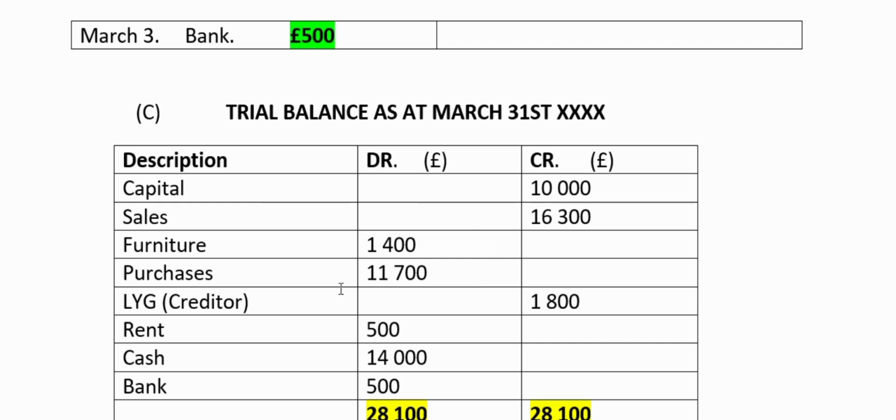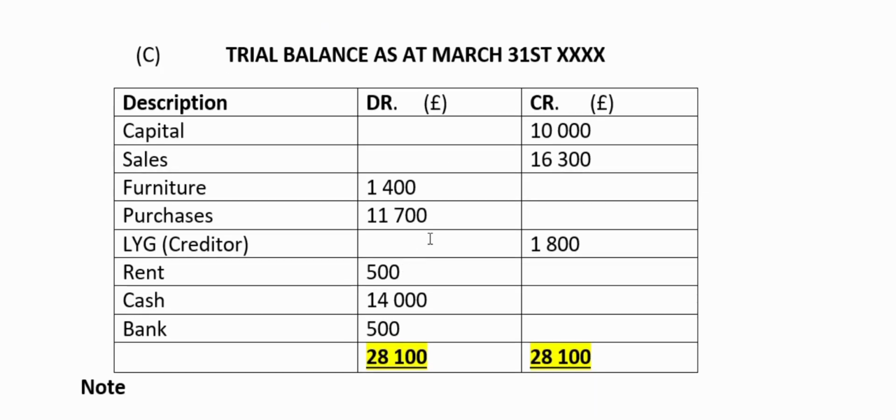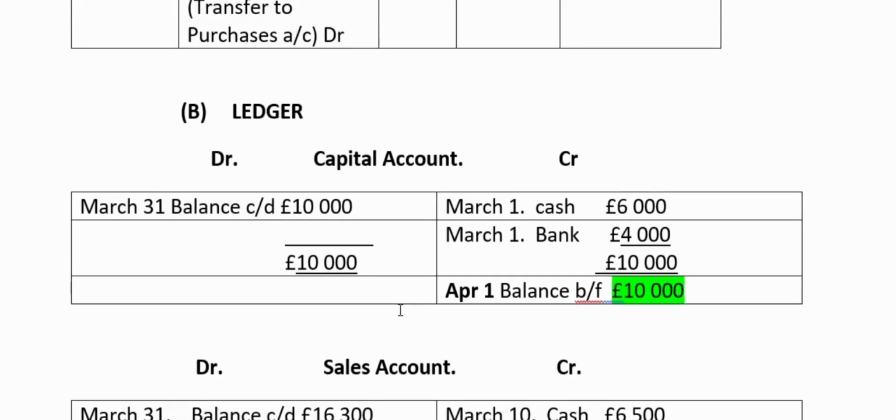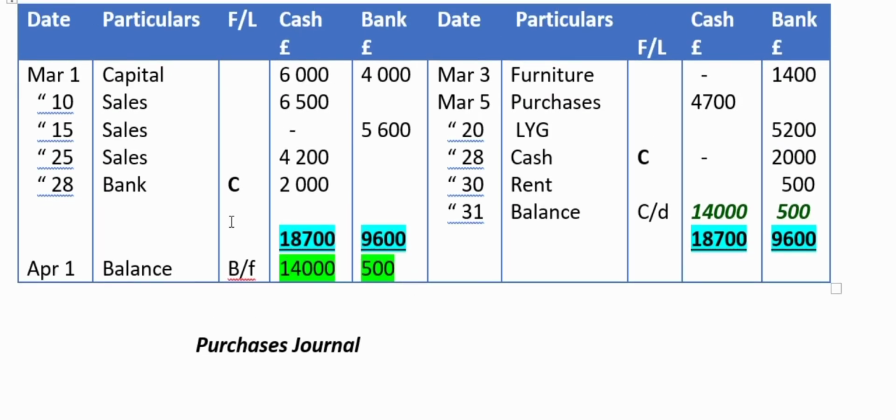So furniture 1,400, purchases 11,700. LYG happens to be a creditor because that company is still being owed 1,800. So a creditor of 1,800. Rent 500. Cash. Now this cash and bank are not found in the ledger because the cash and bank has been completed in the cash book. Look at it. The balances we have in the cash book.